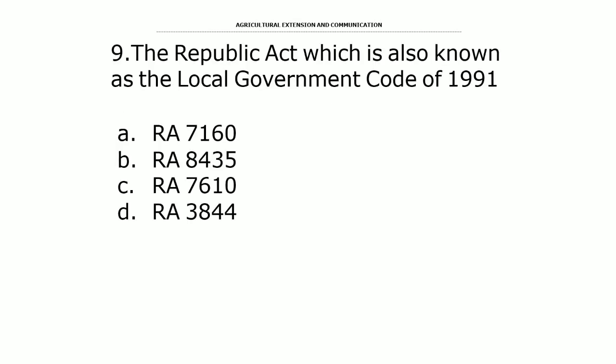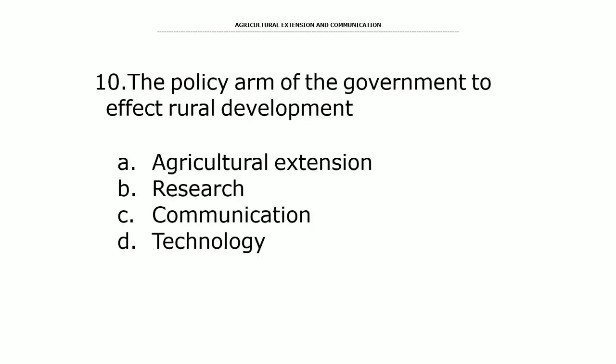Number 9. The Republic Act, which is also known as the Local Government Code of 1991. A. RA 7160. B. RA 8435. C. RA 7610. Or D. RA 3844. The answer is RA 7160.